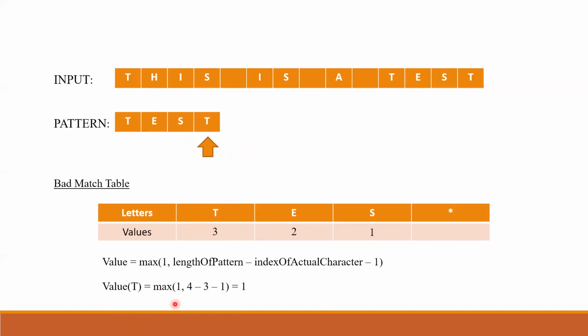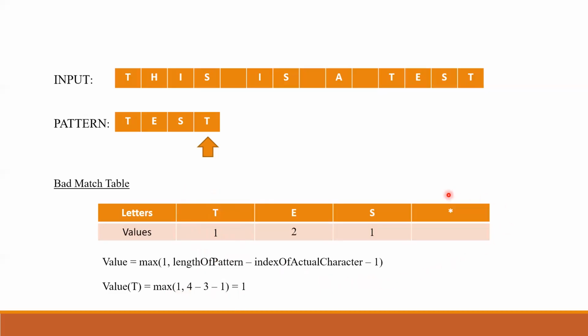So for the value of T, the length of the pattern is 4. Index of this T is 3 minus 1. That is max of 1 and 0. It is 1. So we update this value. This was the old value. And now we have updated it to 1.